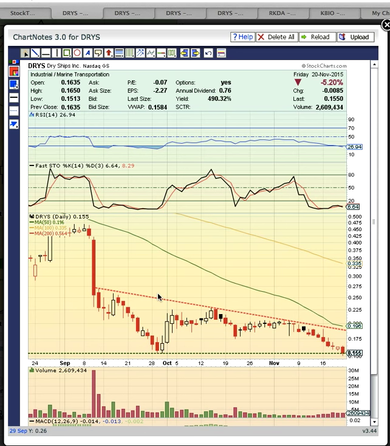This first chart is a daily chart, and DRYS, Dryships, has formed 8 red candles in a row and closed right here at 0.155 support. That was the low of day over here on the 29th and 30th of September, and it is the key level to hold. Bulls want to see this green horizontal support line hold. If there's a close below it, it will equal more downside risk.